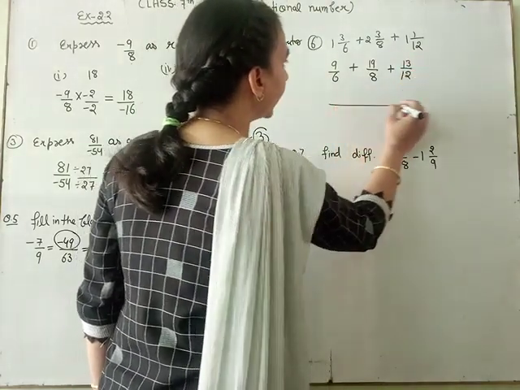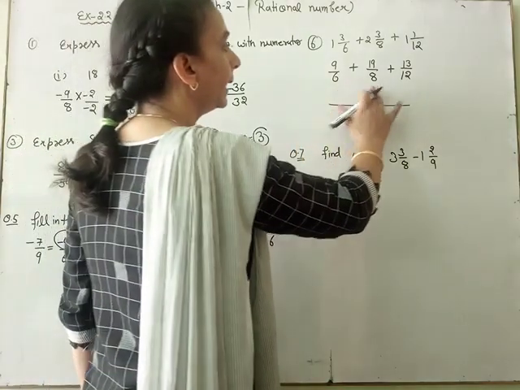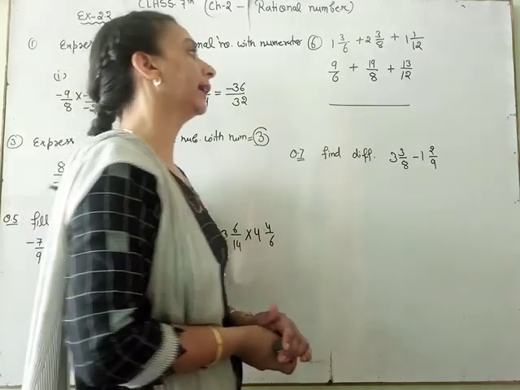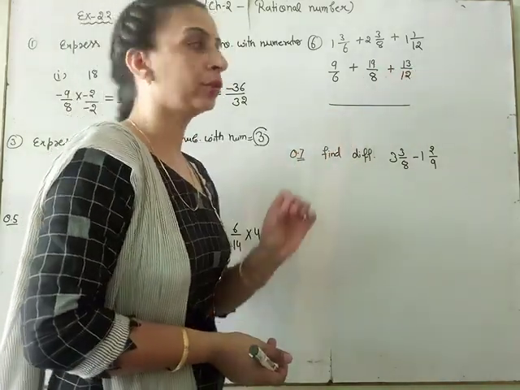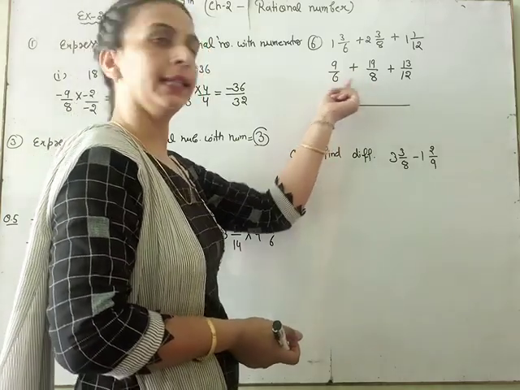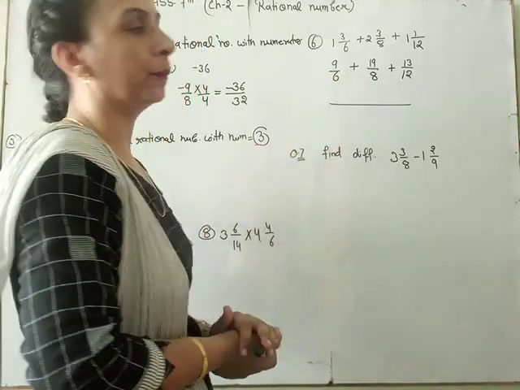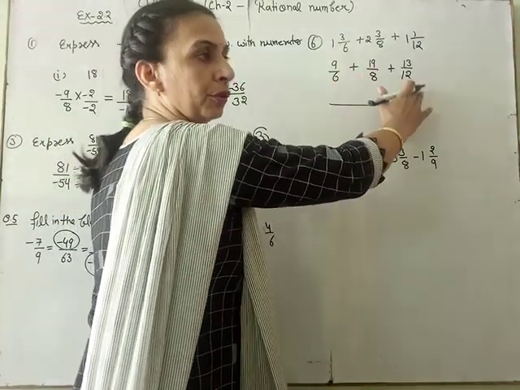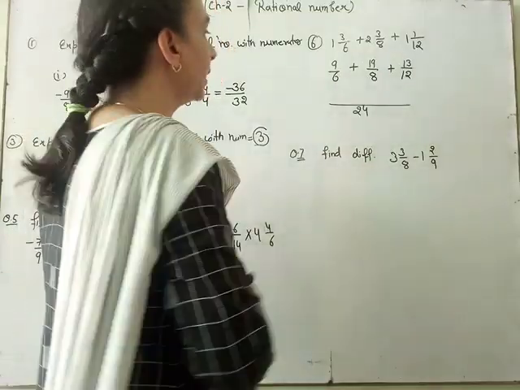Then we take an LCM. We take the LCM of 6, 8 and 12. First we take the greatest, which is 12. 12 is not divisible by both; 6 divides it but 8 does not. Next, 24. 24 is divisible by 6, also by 8 and also by 12. So the LCM is 24.